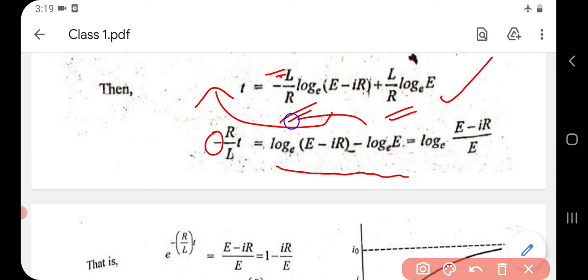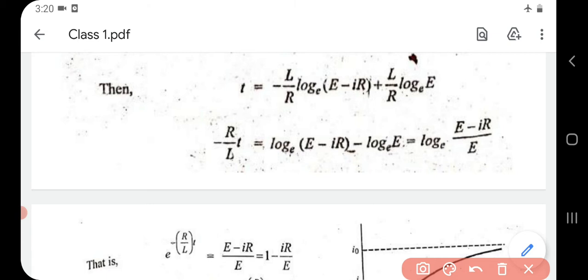So this term is of the form log A minus log B, and that is log A by B, right? So it again reduces to logarithm to the base e of E by E minus iR. These are all simple mathematics. Just take a paper and write down the steps, then you will easily understand. There is nothing more to teach or learn. All these are basic mathematics which you already know. Then everything will become easy. There is no confusing step.